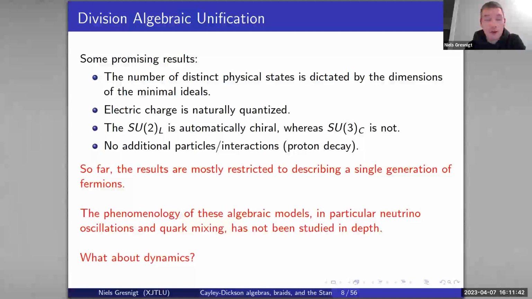Now, some limitations are that the results seem to mostly be talking about a single generation of fermions, although later I'll give a few approaches towards describing three generations. And also the phenomenology of these algebraic models hasn't really been studied. So for example, neutrino oscillations or quark mixing, as far as I'm aware, no one's really looked into that yet. And then of course, there's the question about dynamics. How do you implement dynamics? And I know Tajinder has done some interesting work in this regard, looking at, let's say, trace dynamics.